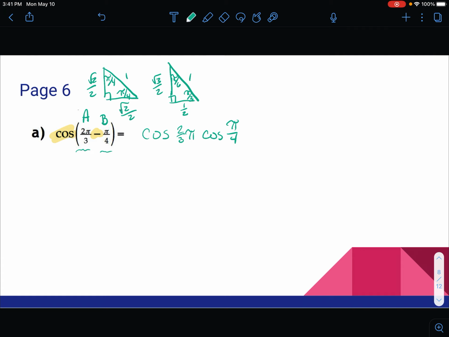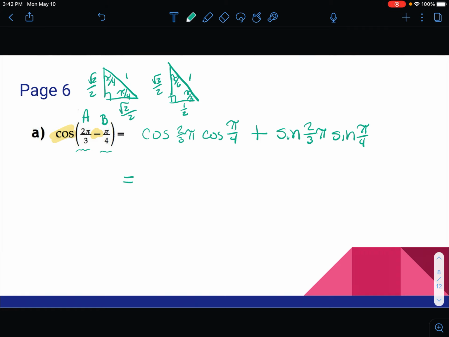We don't use that minus sign. It's not a negative pi over 4. The minus is the difference of the two terms. We're going to say plus, because it's a minus sign to begin with, and in this identity, it's a plus sign here. Sine of A, which is 2/3 pi, times sine of B. Let's find out what these values are.